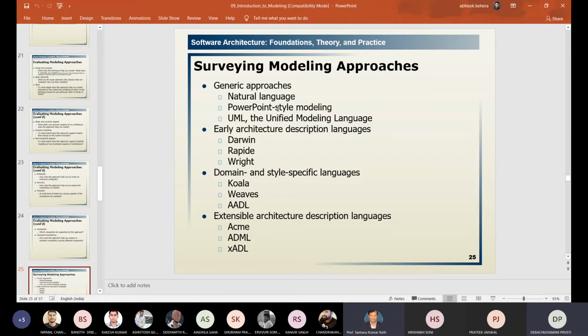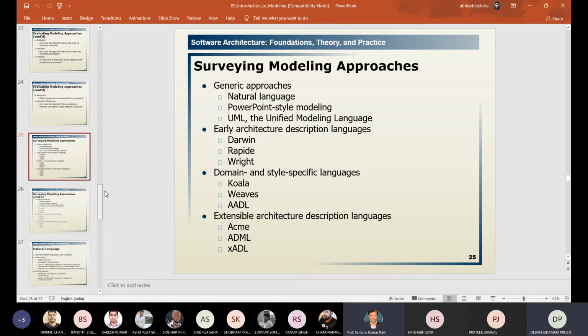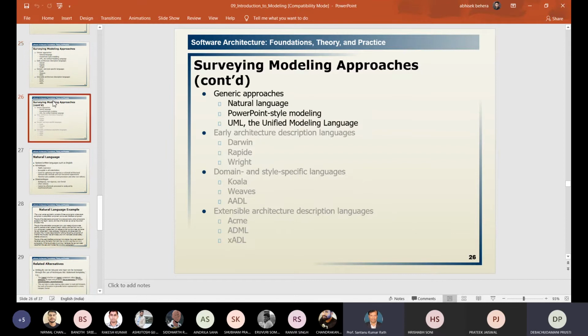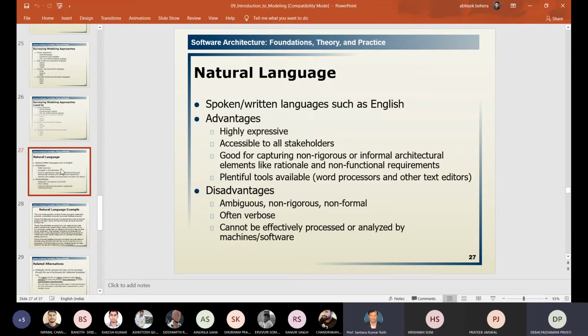Okay. Now the same slide is there. First, the natural language. I have covered that. You just cover it first. Yes, in the generic approach, it is the natural language.